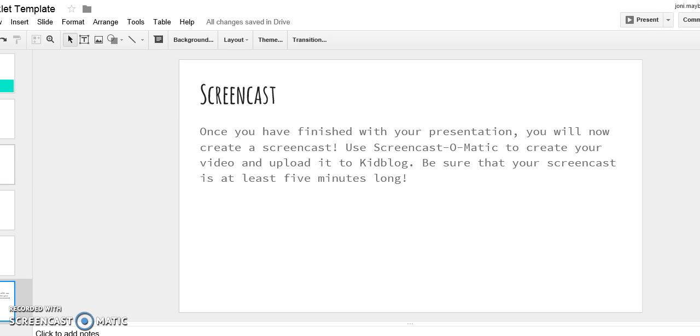After creating their presentation, students will create a screencast of their presentation to post on KidBlog for their classmates to see. The presentations and screencasts will be graded according to a rubric. And again, this second rubric is attached at the end of my lesson plan.